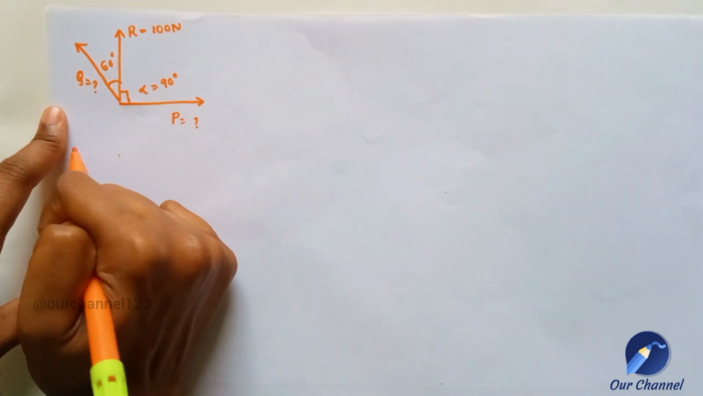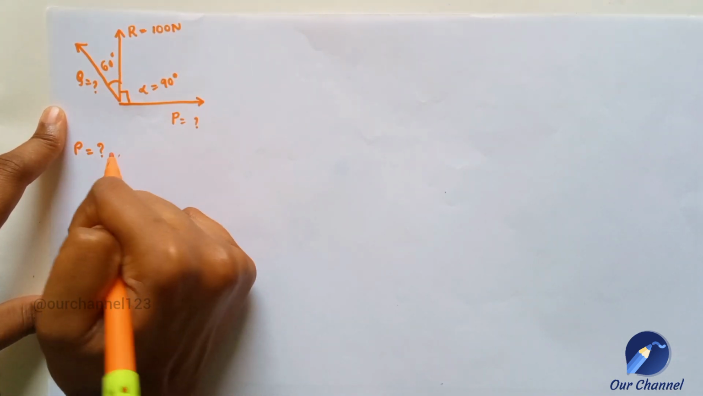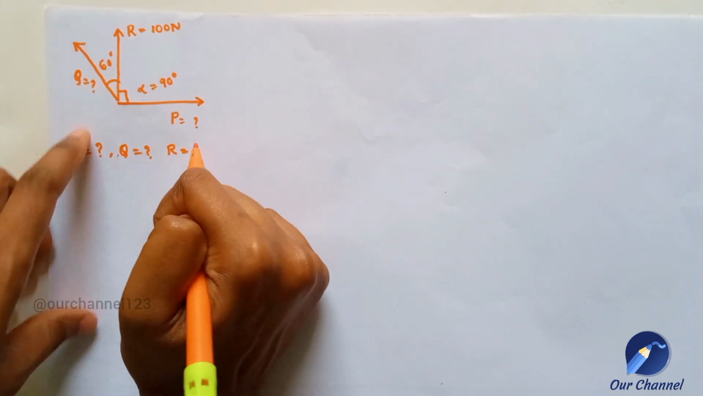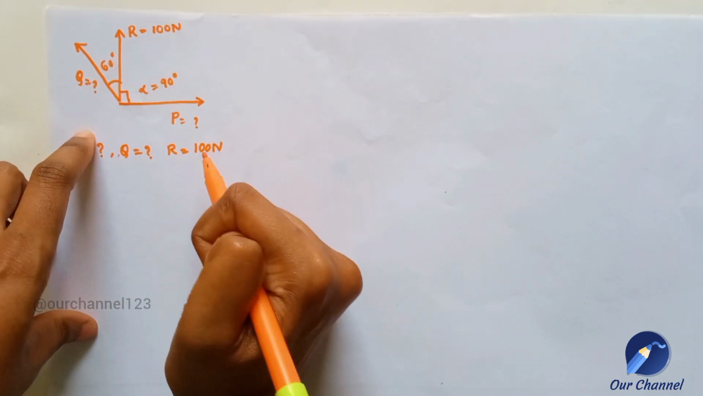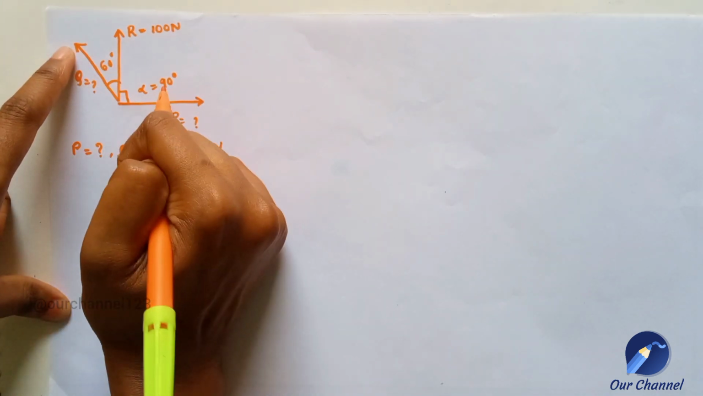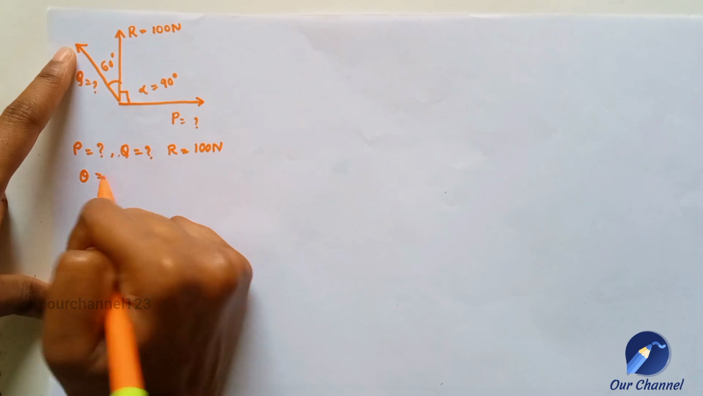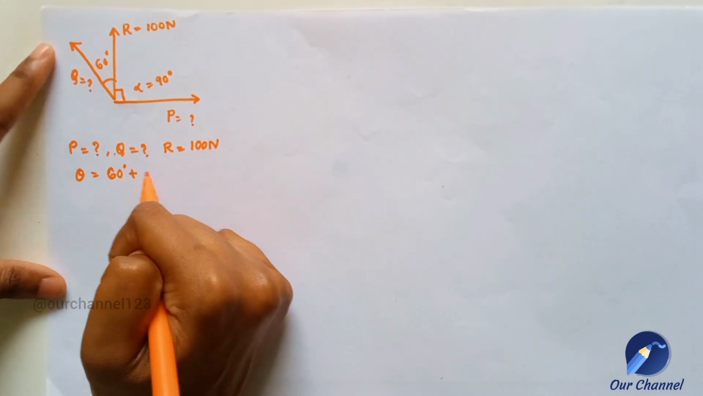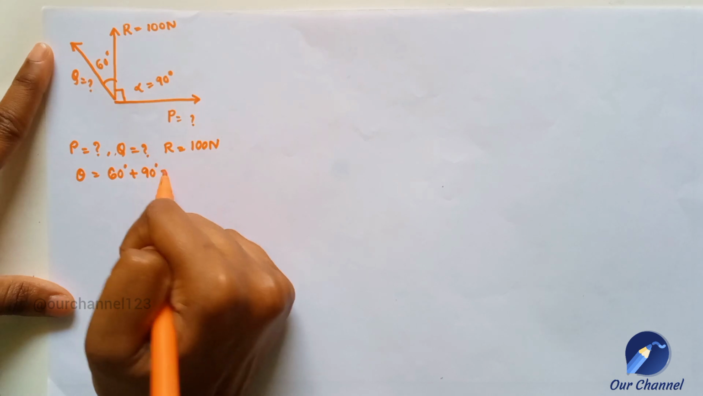We need to find the P and Q forces. R is given as 100 Newton. From the diagram we can see that theta will be 60 degrees plus 90 degrees, which is 150 degrees.